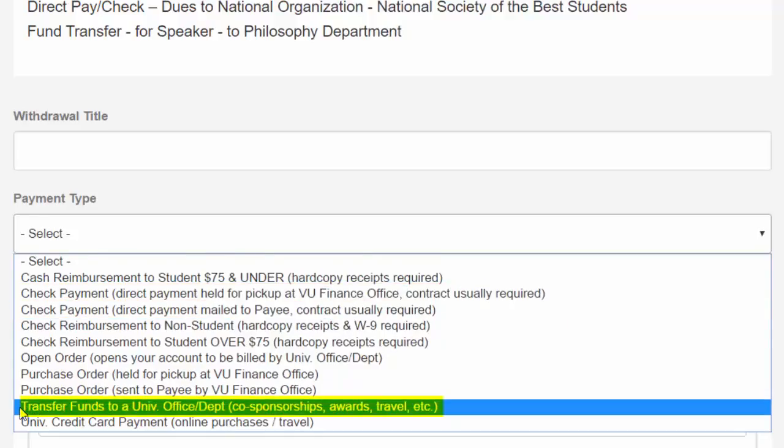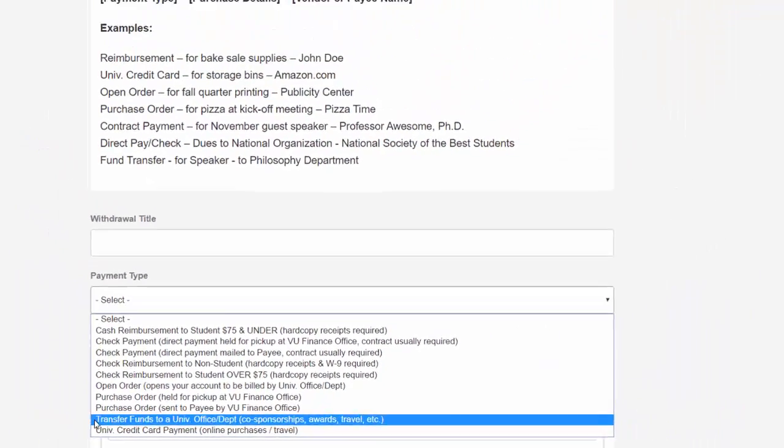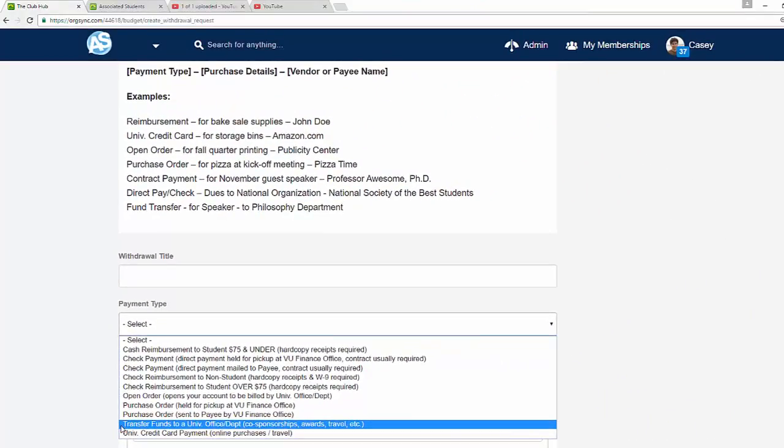Finally, we have the transfer of funds to a university office or department. With this option, you might be co-sponsoring an event with a department on campus and need to transfer some funds into their account. You may be co-sponsoring with another club. Really, this one allows you to transfer electronically funds from your account to another campus account. It's pretty simple. That covers all of the payment types.